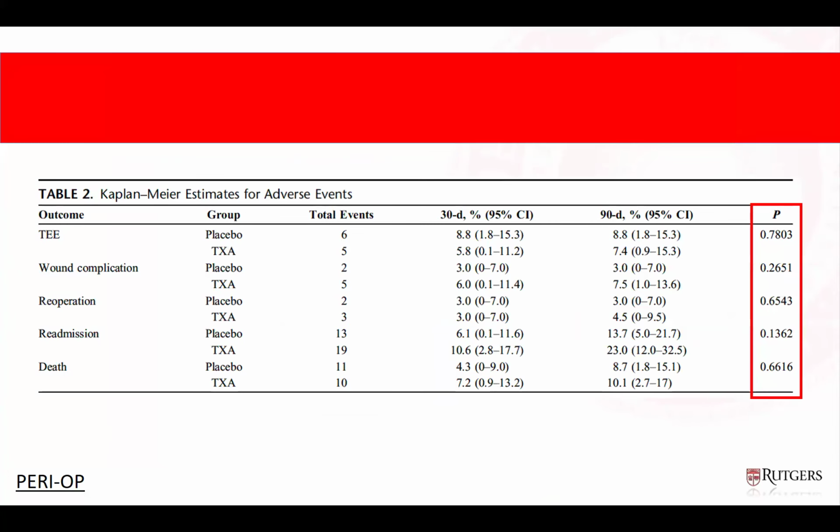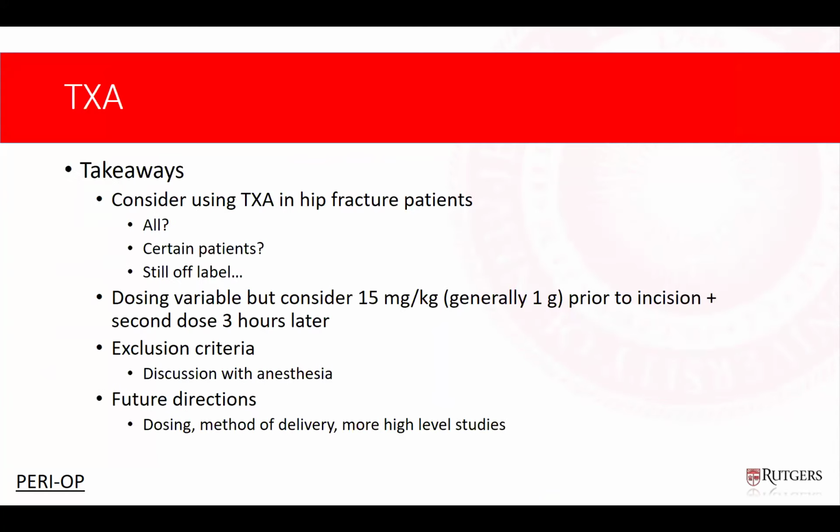Here were the Kaplan-Meier estimates for adverse events. They did show a significant decrease in blood loss with TXA without any change in thromboembolic events, wound complications, reoperation, readmission, and death. So main takeaways: I don't think it's something we use routinely here, but I think it's something that we should consider using moving forward.